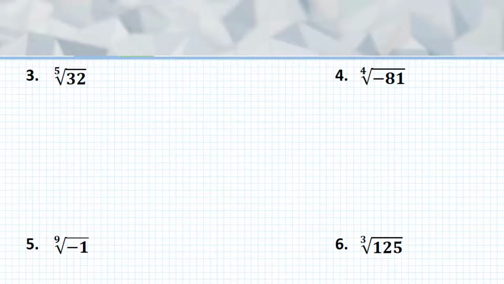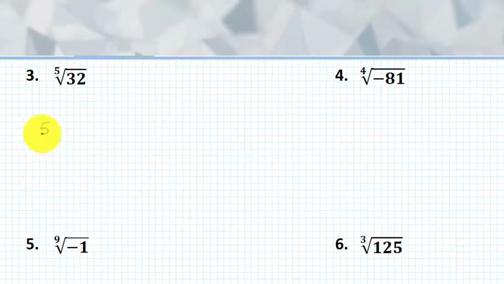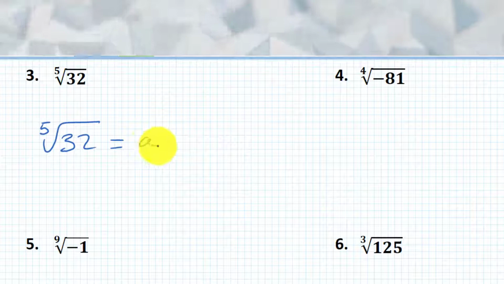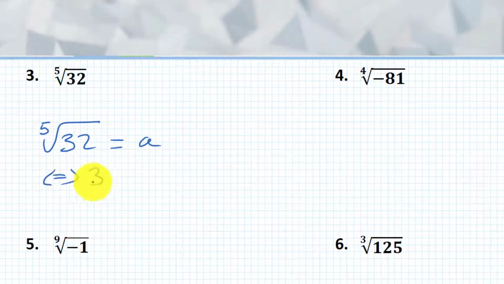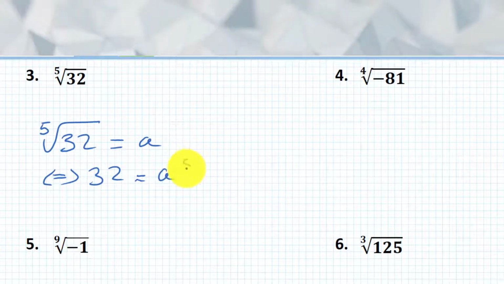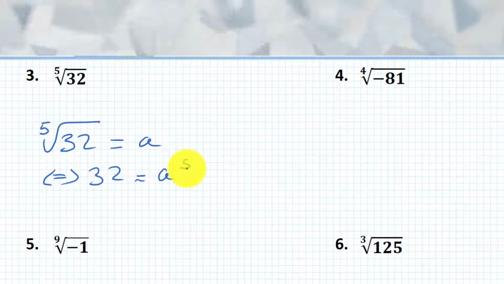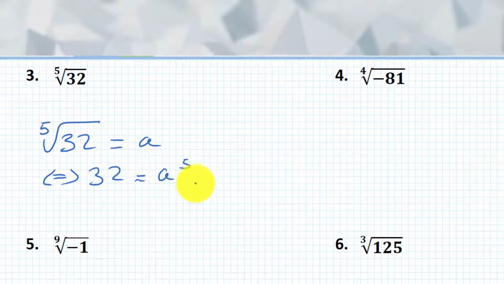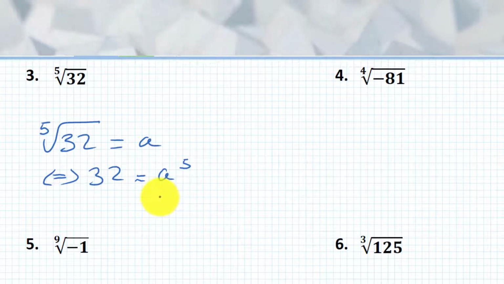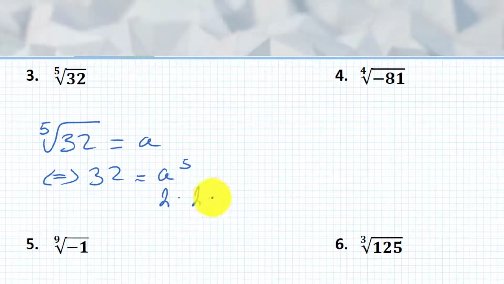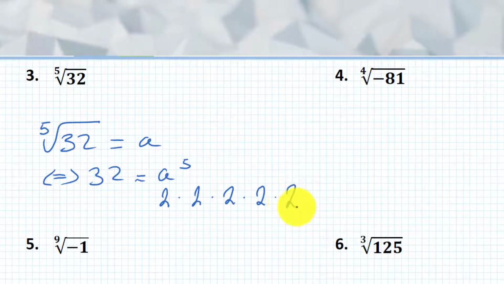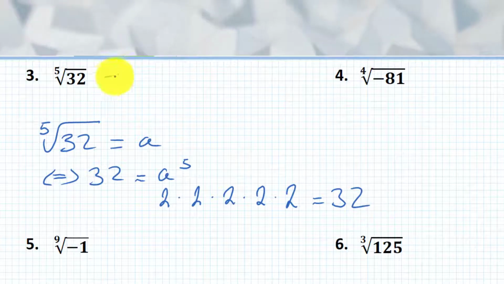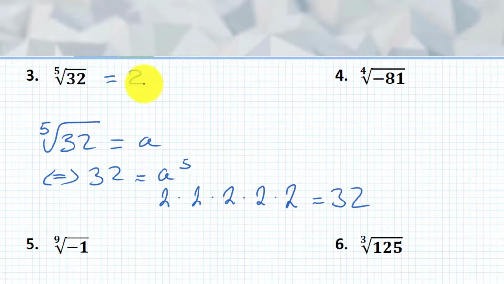Example number 3. What is the fifth root of 32? So again, assume the fifth root of 32 is a. Then this statement is equivalent to 32 equals a to the fifth. What number raised to the power of 5 is 32? Well, you can use a calculator here, but I do expect you to know that actually. And it's 2. 2 times 2 times 2 times 2 times 2 is equal to 32, right? So a is 2. So the fifth root of 32 is 2.